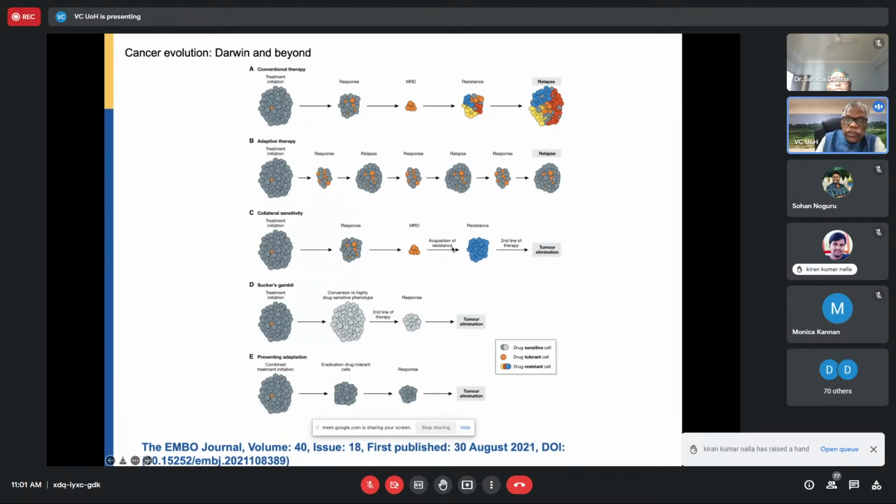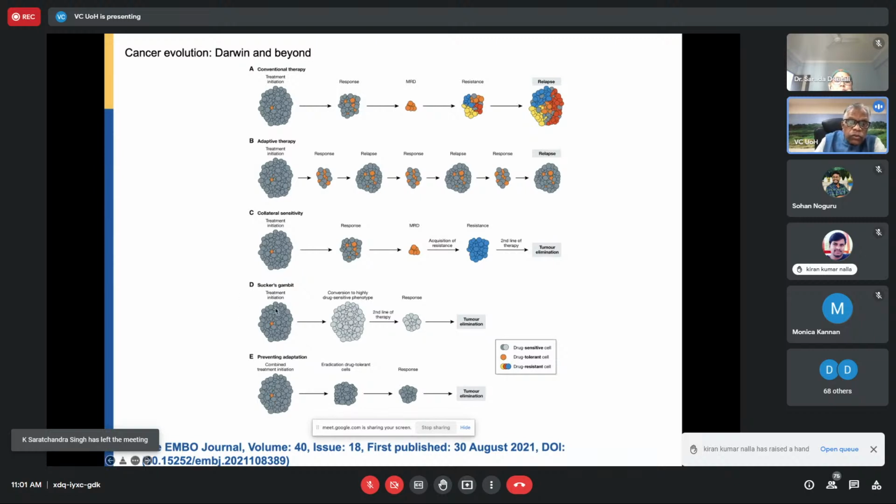Another approach is, once you have heavy resistance with minimal residual cells here, it of course acquires resistance in the due process. But if you hit with the second line of therapy, this tumor can regress. These are, of course, very well known, A, B, C, but these D and E modalities are coming up a little bit more recently these days. We don't fully understand this.